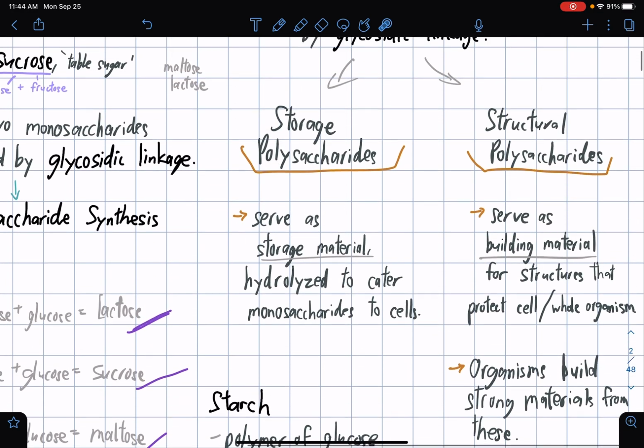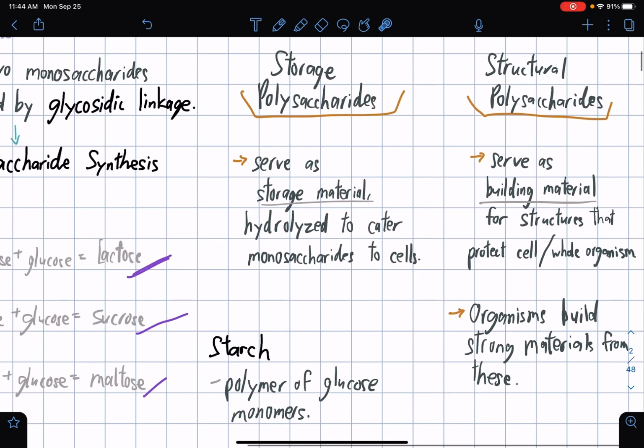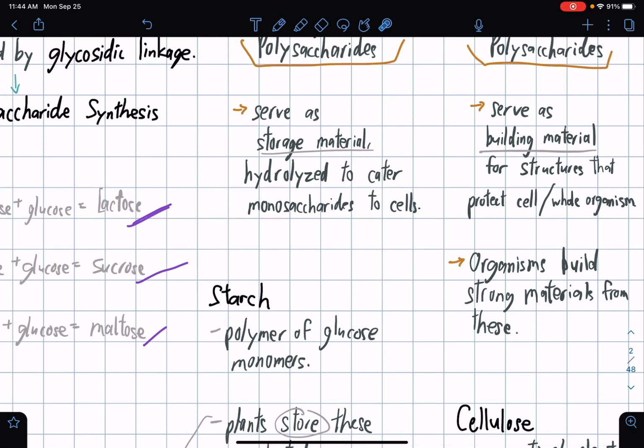Now, let's go with the structure of polysaccharides, the second type. Literally from the word structural, these polysaccharides serve as a building material for structures that protect the cell or the whole organism. Organisms build strong materials from these.